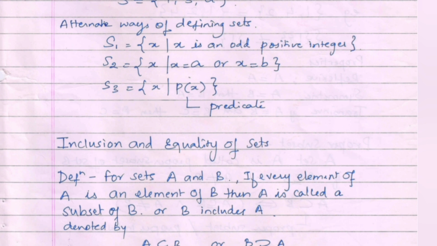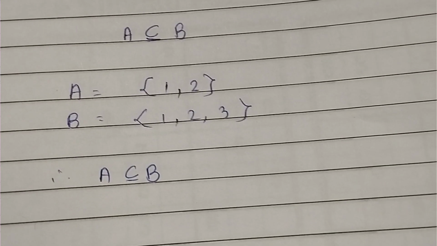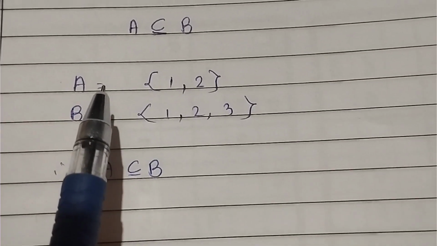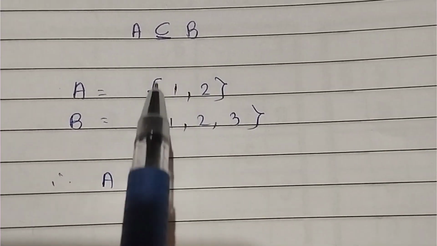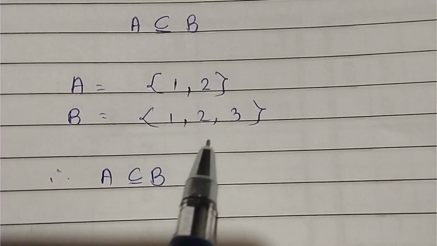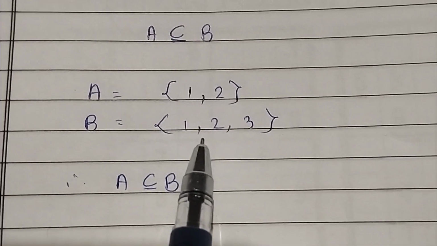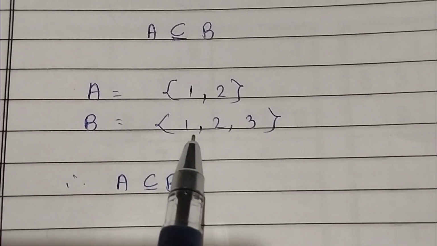First, inclusion or the subset. For sets A and B, if every element of A is an element of B, then A is called a subset of B, or B includes A. This is represented as A ⊆ B. Suppose set A is {1, 2} and set B is {1, 2, 3}. Then all the elements of A are present in set B, so we say A is a subset of B.